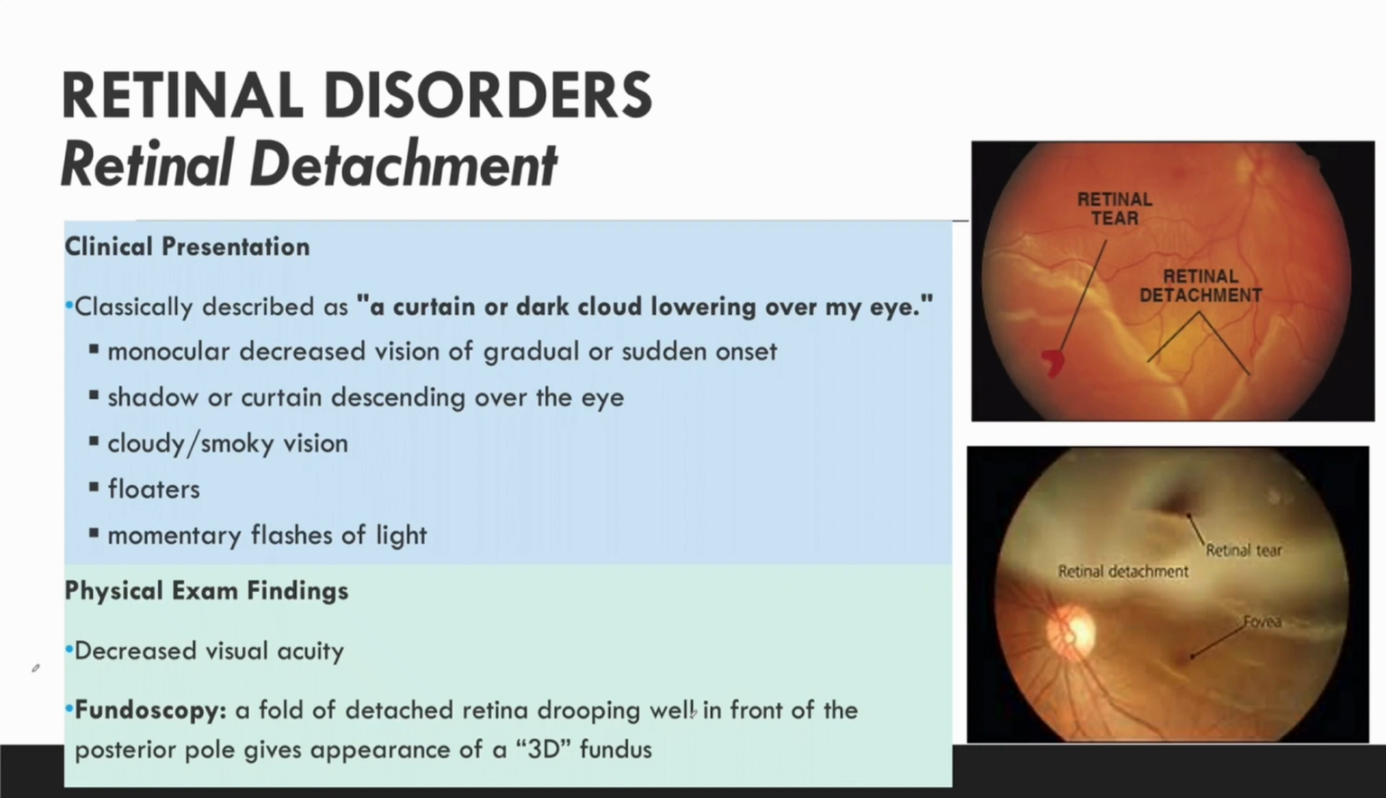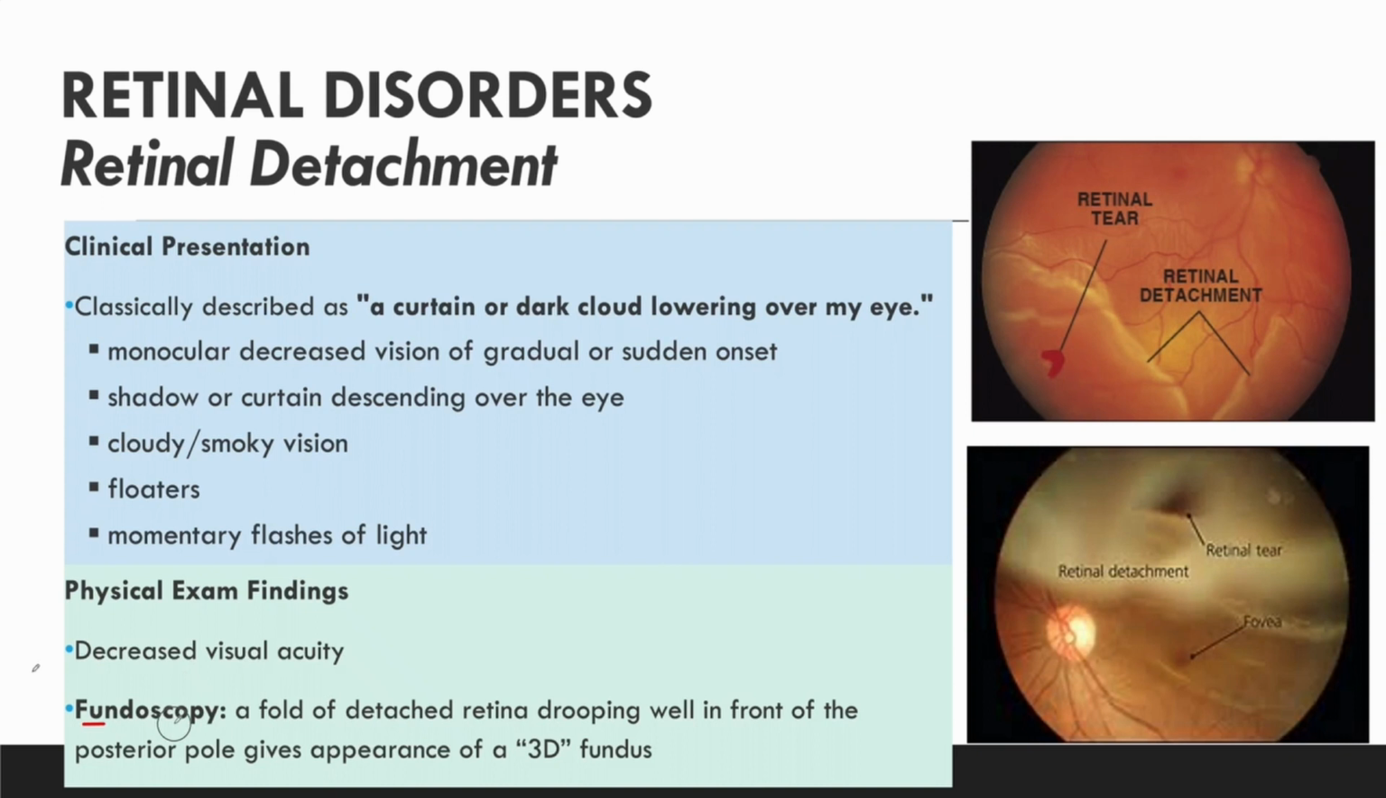On the physical exam, you're going to have decreased visual acuity, depending on how bad. If the retinal detachment doesn't make it all the way to the macula, you might still have preserved fine vision or visual acuity, and just have that peripheral issue. But if the retinal detachment extends all the way past the macula, then we have a problem. And this can be long-term sight impairment.